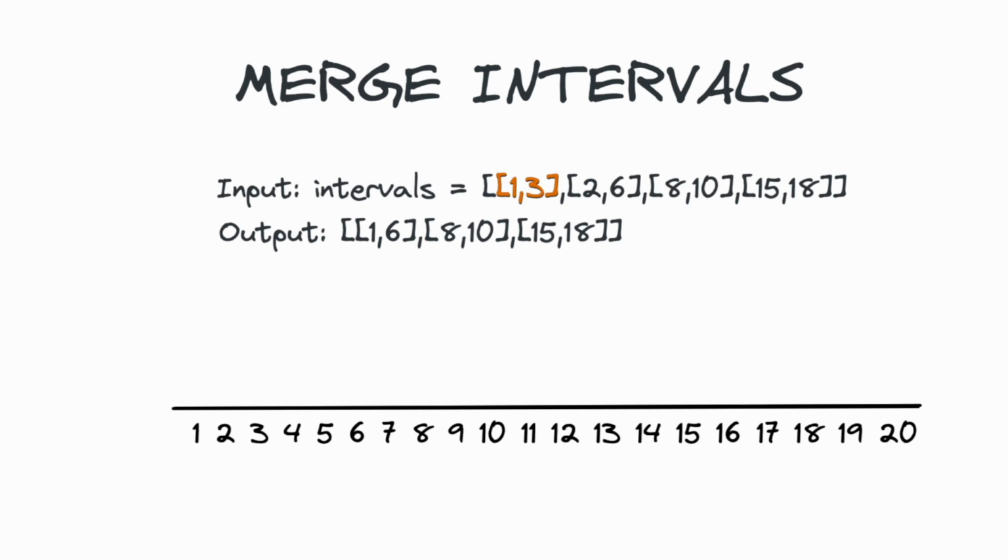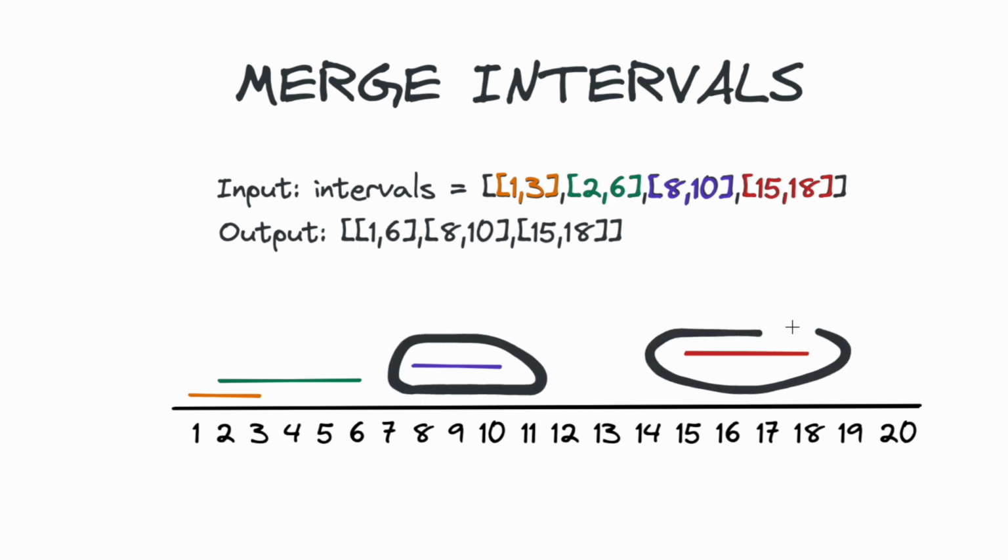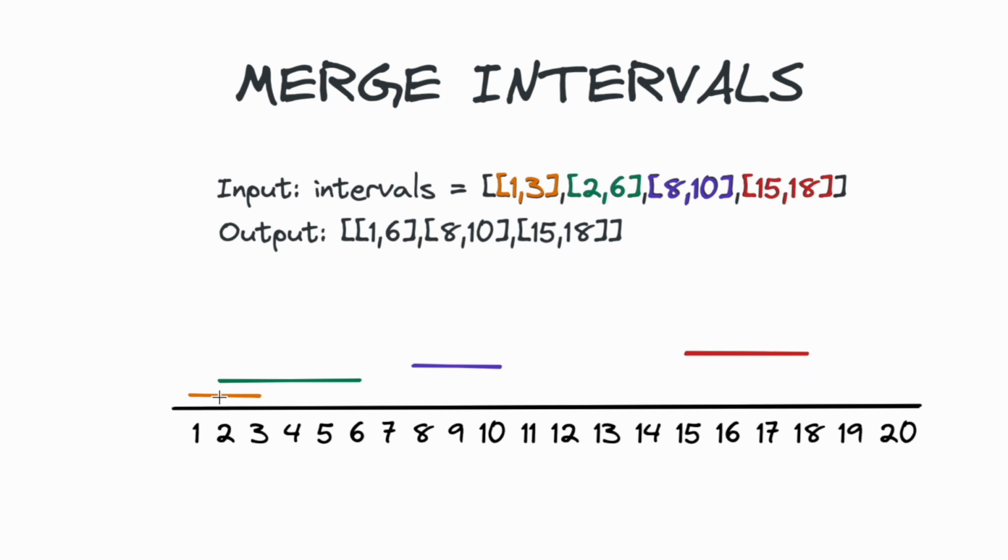So if we graph the first interval 1 to 3, and the second interval from 2 to 6, and then 8 to 10, and finally 15 to 18, we can clearly see there's no overlap here or here. But looking at the first 2 intervals, they overlap from 2 to 3. So we can say that the combined interval goes from 1 to 6. So that's how we get our output, where the end result has no overlapping intervals.